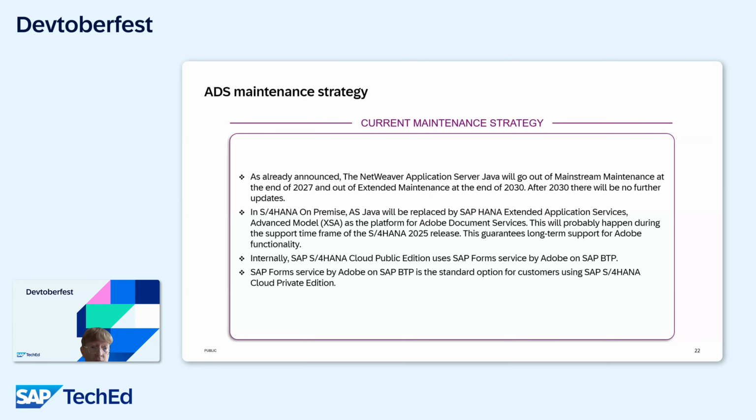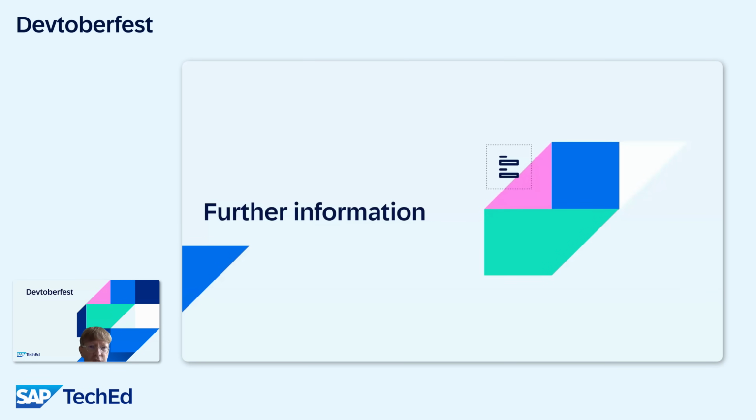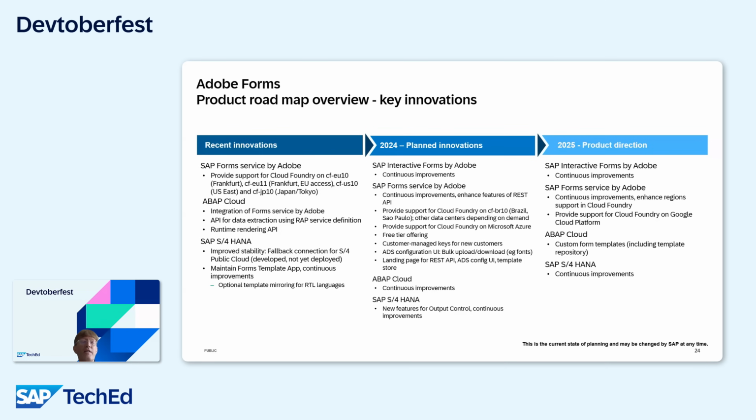Internally, we use the ADS on BTP for SAP S/4HANA Public Cloud Edition, and it's the recommendation for the private edition as well. So moving on to further information, here is the roadmap. I won't go into detail on each and every point here, but I'll pick up on a few key points. And one question that often comes up is about data centers. So on the left-hand side, the recent innovations, you can see some of the data centers we already support. If you look in the documentation, you can see that's out of date. We support more than that now.